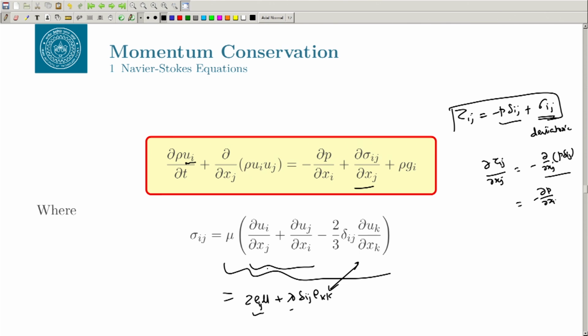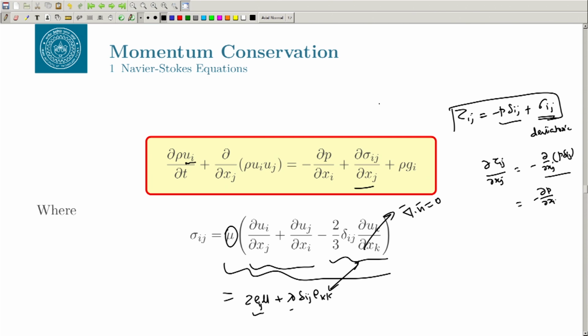So now the number of variables have reduced. The only thing that you need to know now is the viscosity, which is this quantity. The viscosity may vary with the temperature, as it happens in the case of compressible flow, and we will have some laws for how to calculate the variation of viscosity with temperature. For incompressible flow, the viscosity can be assumed to be constant because there is no temperature variation. And for incompressible flow, you can take the term 2 by 3 delta ij del u k by del x k to be 0, because this quantity goes to 0.